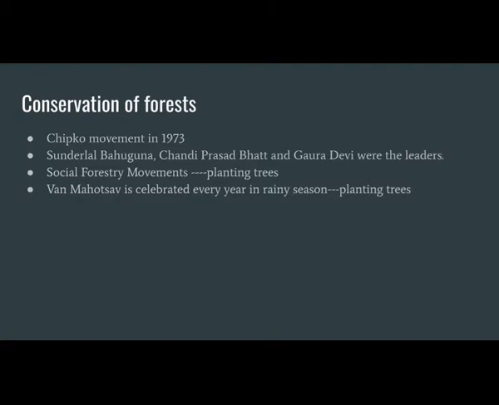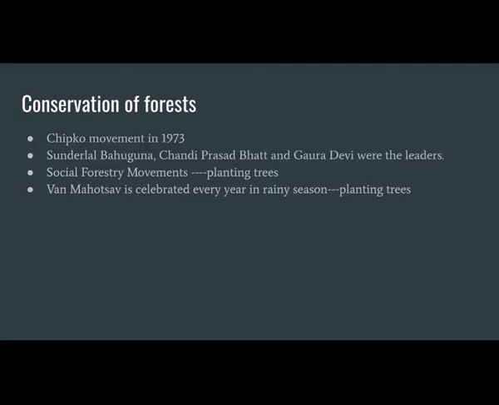So we have to conserve the forest, and for that a movement happened in 1973. That movement is known as the Chipko movement. What is meant by the Chipko movement? In 1973, the villagers in the hills of Uttarakhand thought of a unique idea to prevent the cutting down of trees. What did they do? They put their arms around the trees.